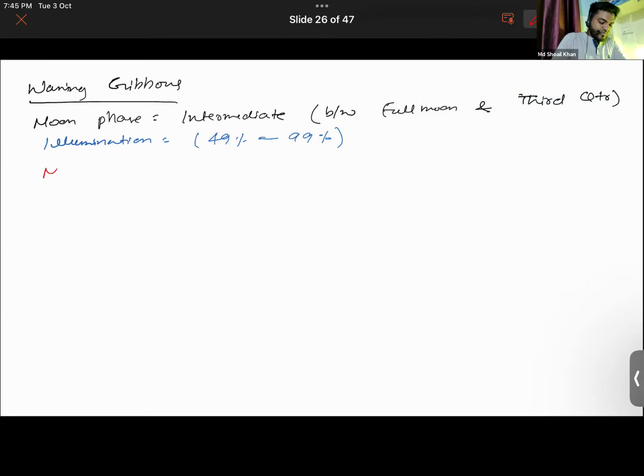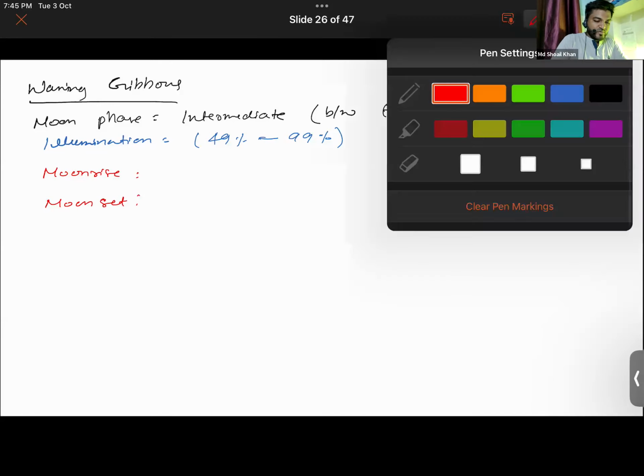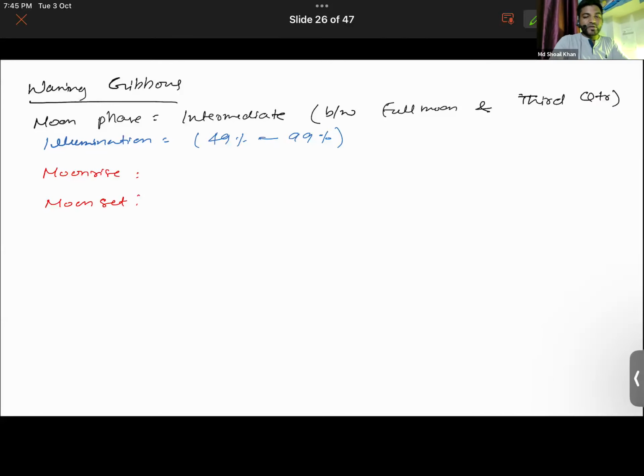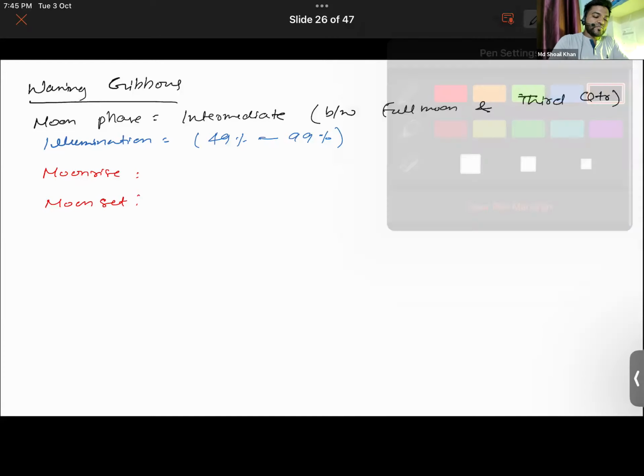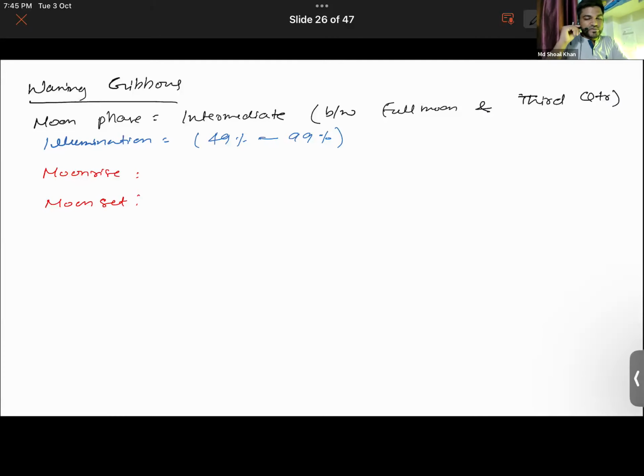Now, if you were to talk about moonrise and moonset, just like we have sunrise and sunset, similarly we have got moonrise and moonset as well, right? So what will be the timing of moonrise? You will see moonrise after sunset, that is in the evening. And the moonset will be in the morning. So we have remembered the important points.